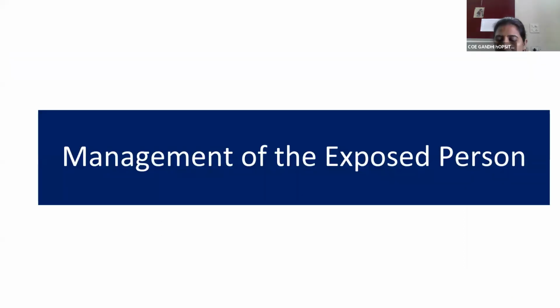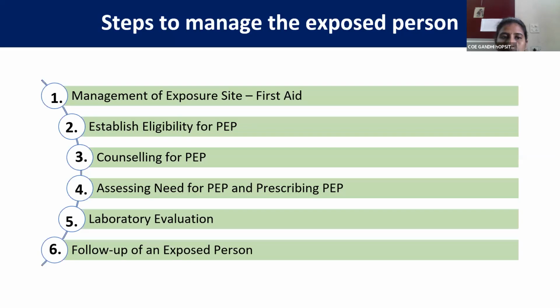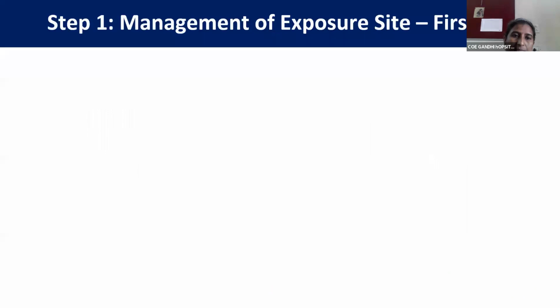So how do you manage an exposed person? First, you have to give first aid, then establish eligibility, then counsel for PEP, then assess the need for PEP, then carry out laboratory evaluation. Afterwards, you have to follow up the case. So, management of the site: first aid.